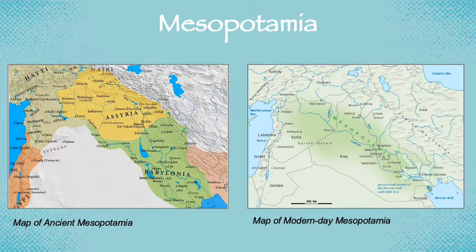This is Mesopotamia. This is a vast part of the Fertile Crescent that is located in the region now known as the Middle East. Shown in this slide are the map of ancient Mesopotamia and the map of modern-day Mesopotamia that is now home to Iraq, Kuwait, Turkey, and Syria. Now, this photo provides us a closer look at the two rivers essential to Mesopotamia.